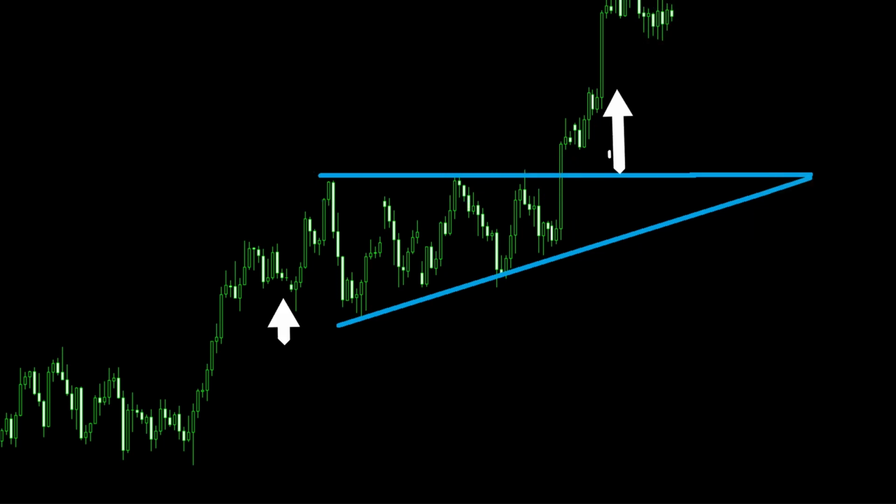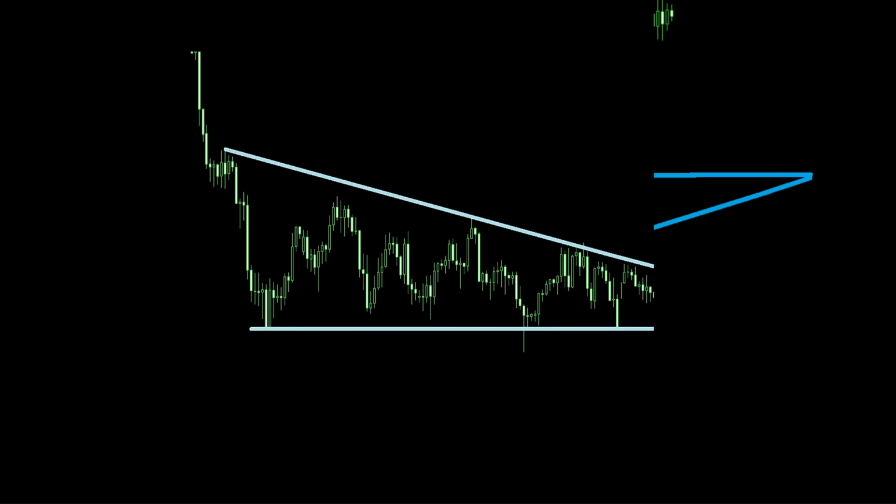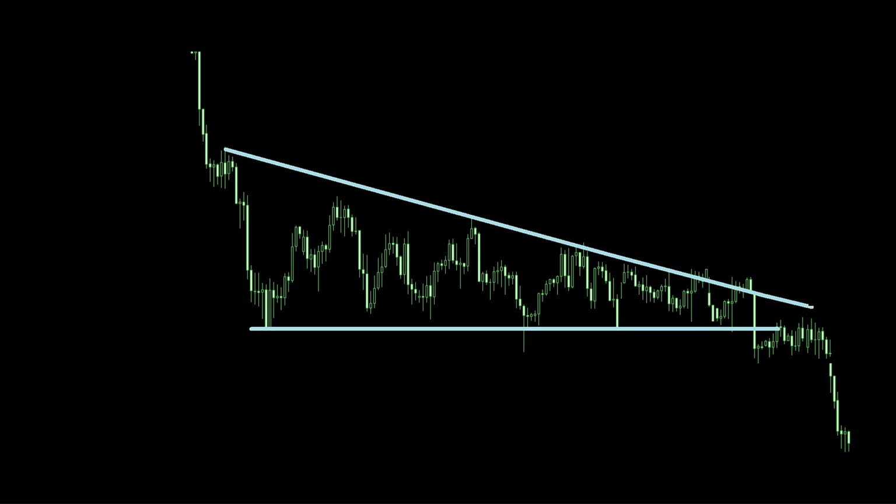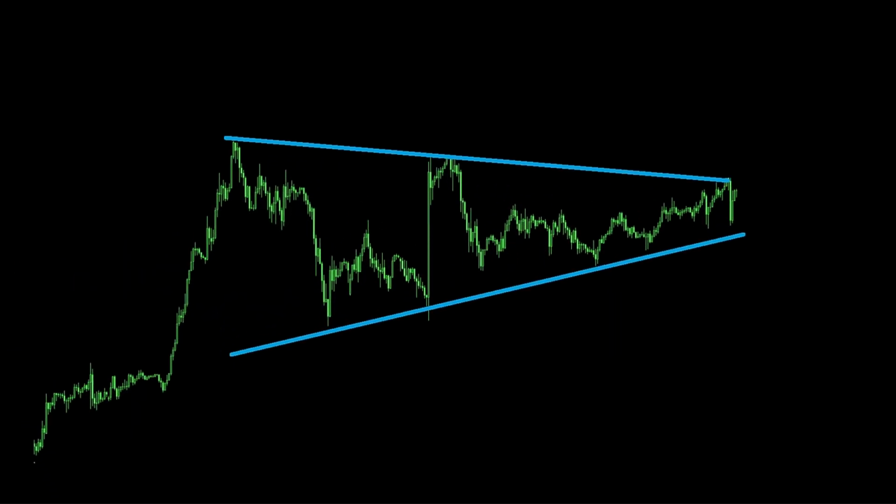A descending triangle is exactly the opposite. We are expecting the prices to go lower as sellers keep pushing, while buyers are unable to respond. Symmetrical triangles are a bit more tricky. The slope of the price highs and the slope of the price lows converge together at the point where it looks like a triangle.